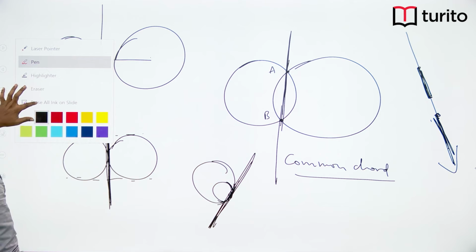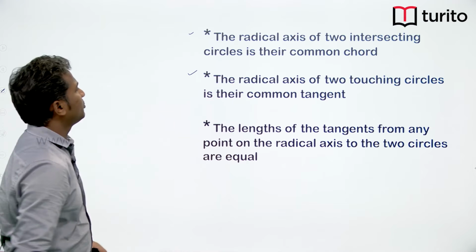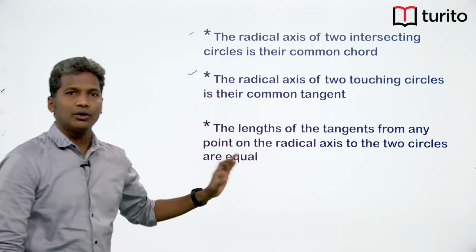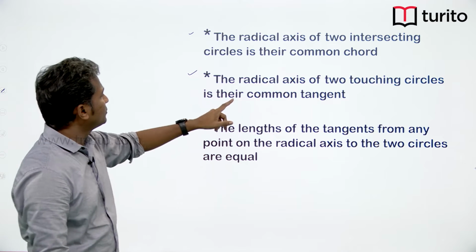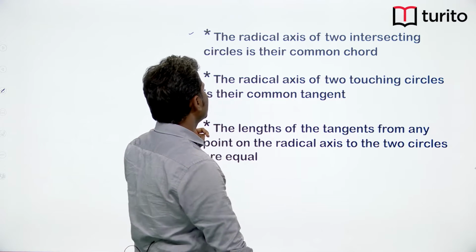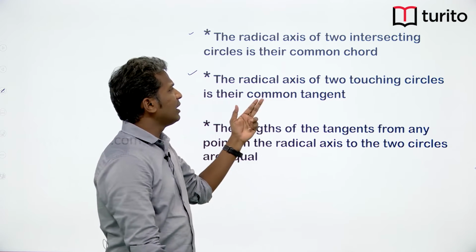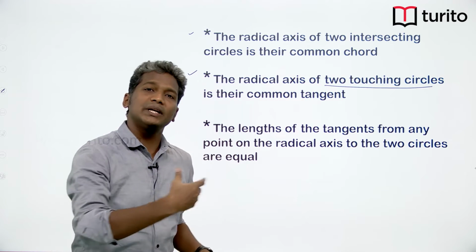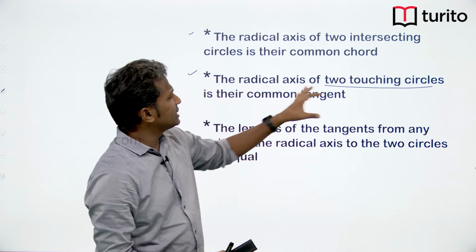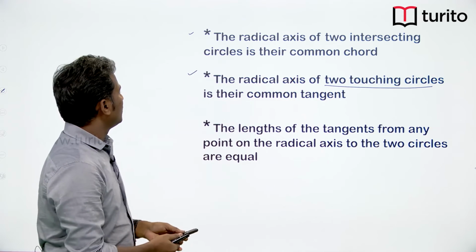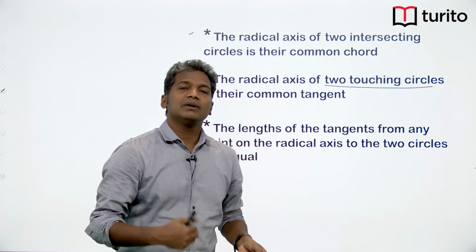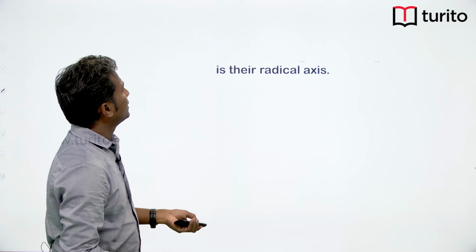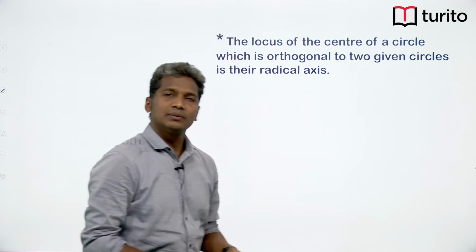So, now let me remove all this and check the points again. The radical axis of 2 intersecting circles is their common chord, that we have understood, and also the radical axis of 2 touching circles is their common tangent. Here when we say 2 circles are touching, they can be touching internally or they can be touching externally. For both the cases it is valid. Now, lengths of tangents must be equal if they are drawn from any point on the radical axis. Okay. Now, let us see other theoretical points.